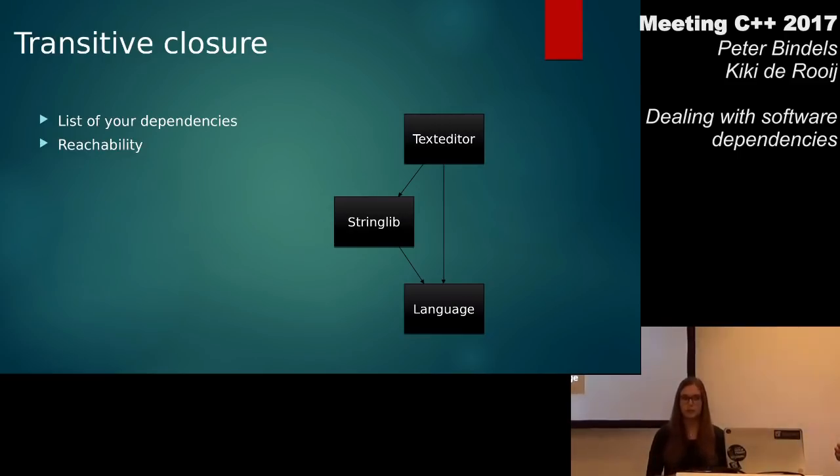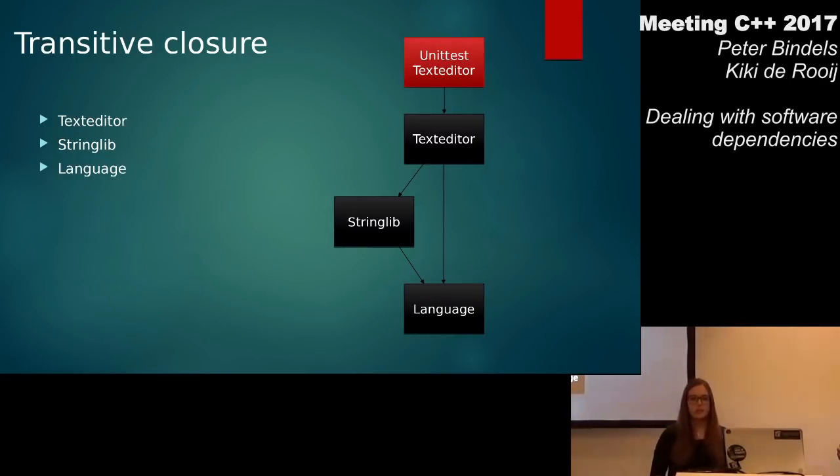Components also can have a transitive closure. A transitive closure is a list of all the dependencies that you have. So all your direct and indirect dependencies are in your transitive closure. And your transitive closure tells something about the reachability of your components. So which other components can I reach from my components?